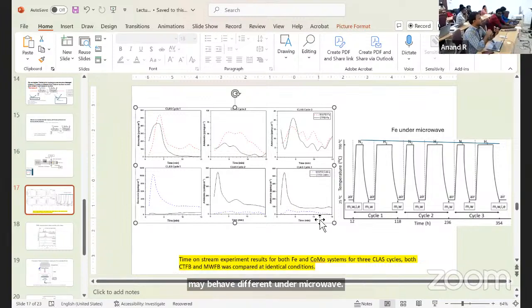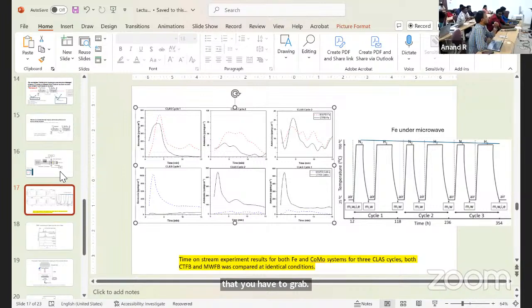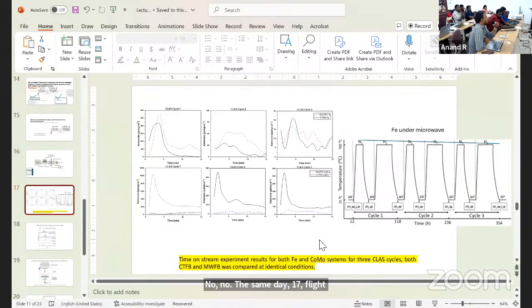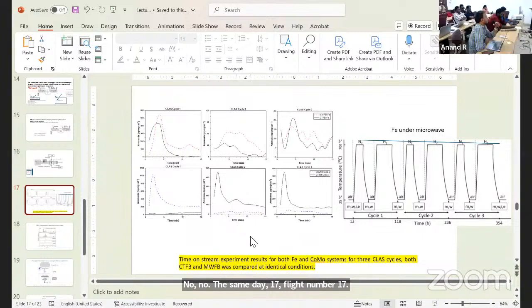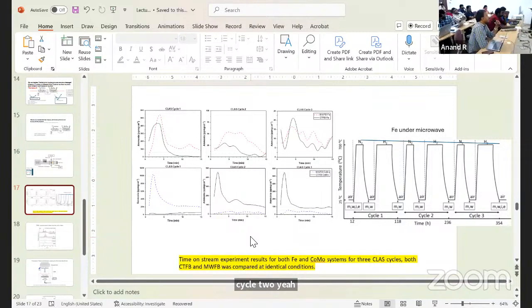Yeah, I got your point. And then in cycle 2, that left graph. Which graph? That left one, sir. The same slide, slide number 17. Left one. Chemical looping, cycle 2. In chemical looping, cycle 2, we could not find any peaks, sir.